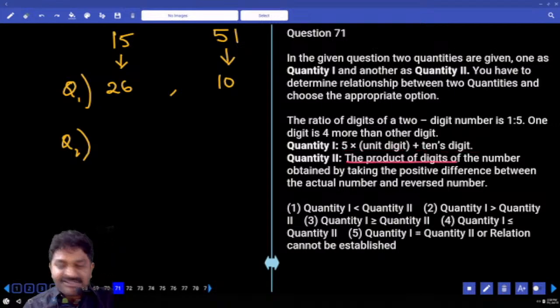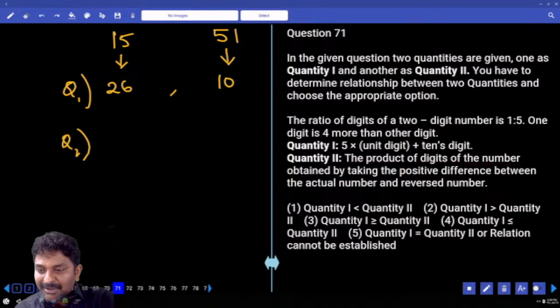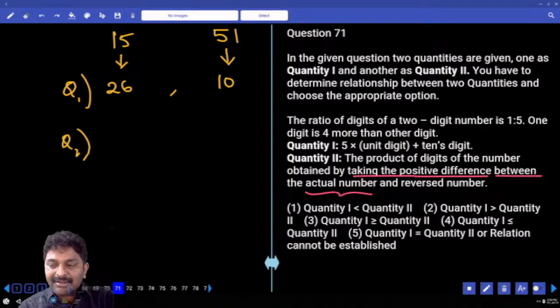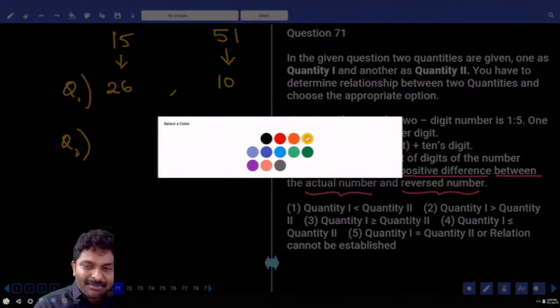The product of digits of the number obtained. You are going to get a number, okay? And you need to take the product of those 2 digits. Do you understand? And what is that number? By taking the positive difference between the actual number and the reversed number. Now you may take the first number or the second number, whatever it is.